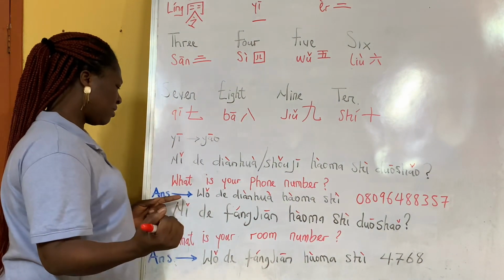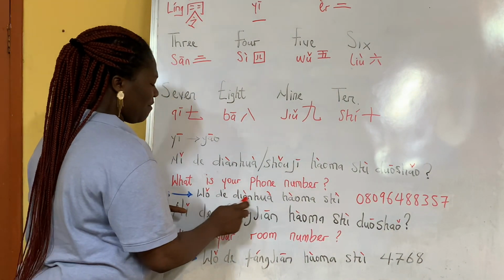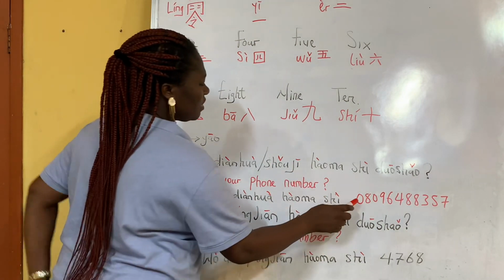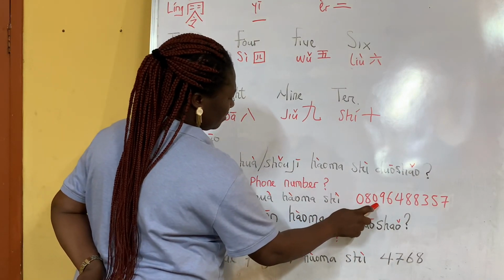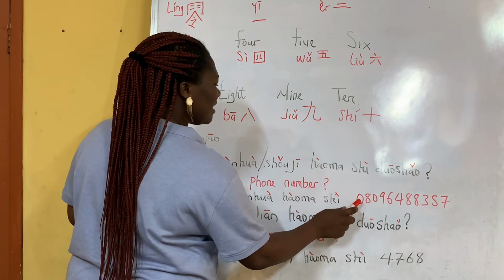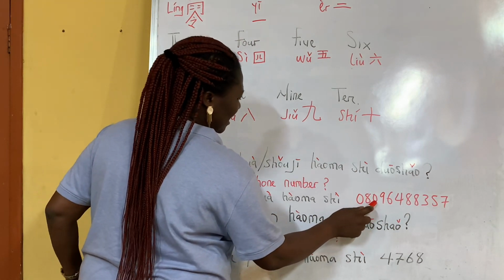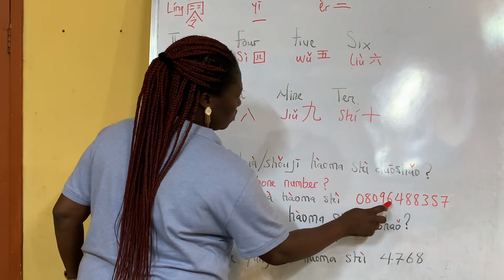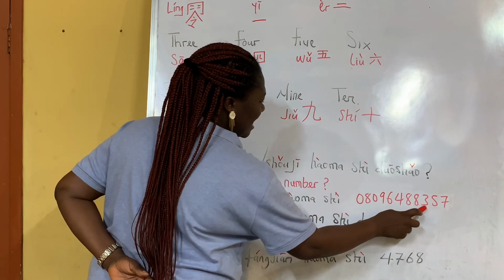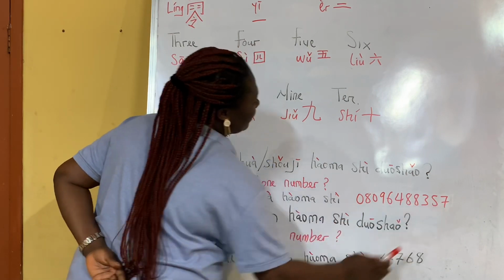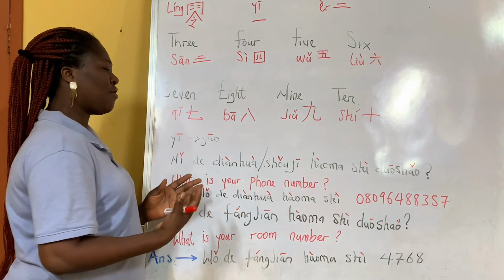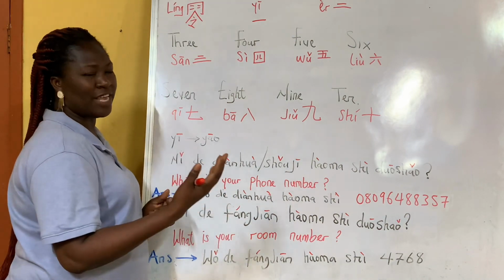So let's do it one more time. Can you say after me? 我的电话号码是080, or remember I said they say yao, sorry, this is 0 not 1, so 080 96488357. Can you do it now? So now you can always ask your Chinese friend what is their phone number, or you can also give them your own phone number. Very good.